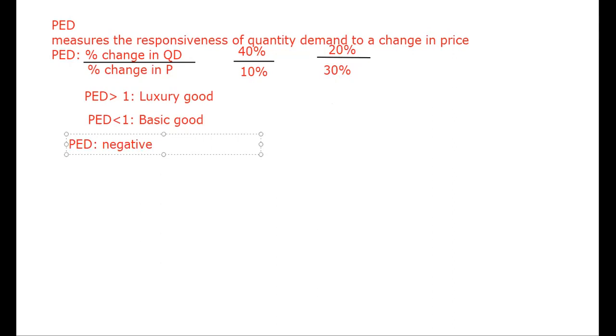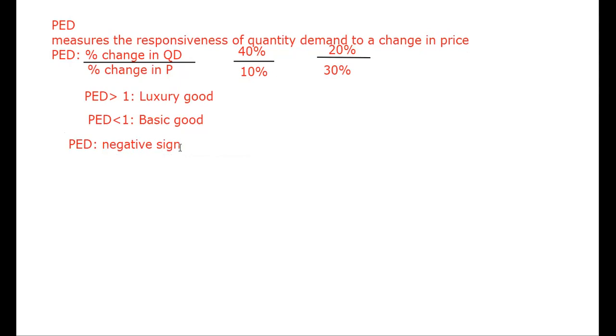Every time you calculate PED, it must give you a negative sign. Why a negative sign? Because the relationship between quantity demanded and price is always negative, from the demand curve. That's why the demand curve has a negative slope. So PED must always give you a negative sign.